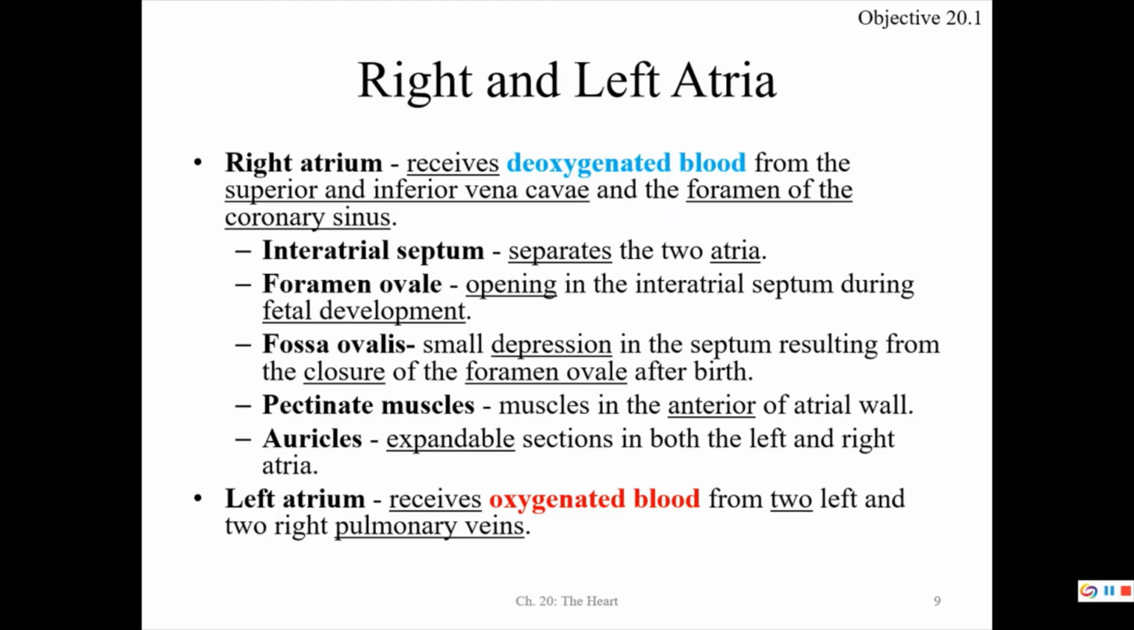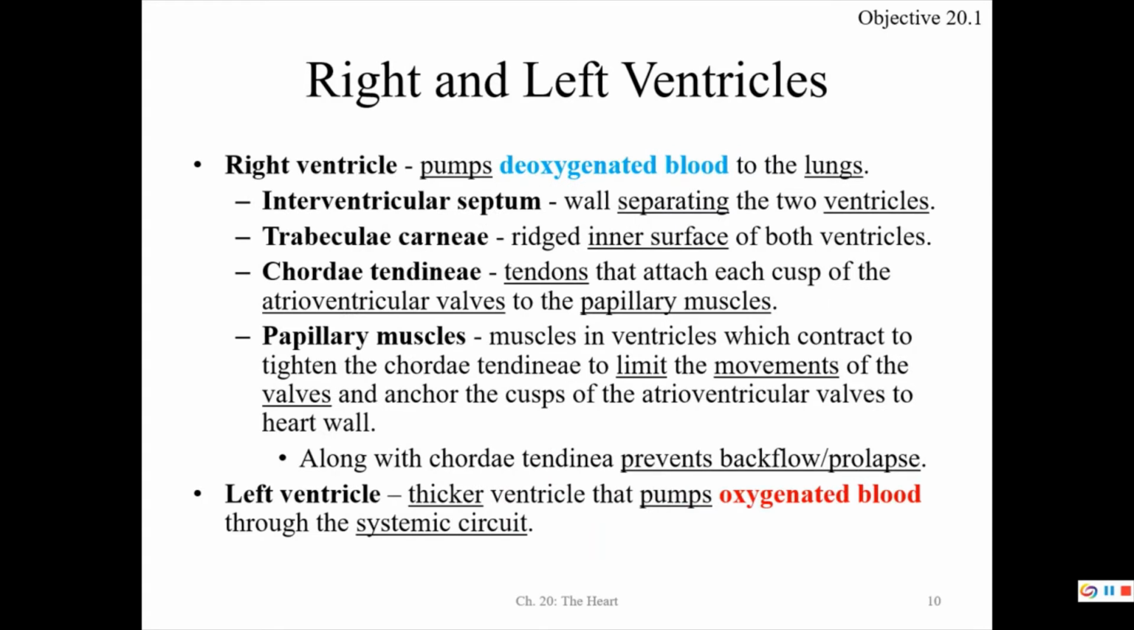Now, your left atrium gets oxygenated blood, the oxygen-rich blood, from your pulmonary veins. There are two on each side. That's a consequence of development, the way that things develop. Now, the right ventricle takes deoxygenated blood and pumps it to the lungs. There's an interventricular septum separating the two ventricles. Sometimes it is also not complete. An interventricular septal defect can happen in such things as tetralogy of Fallot.